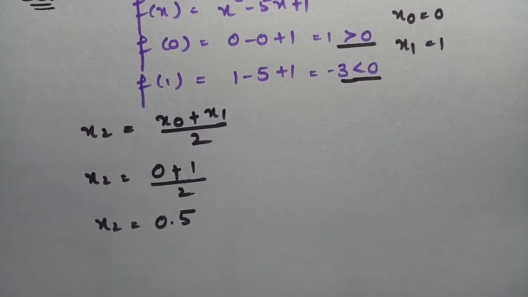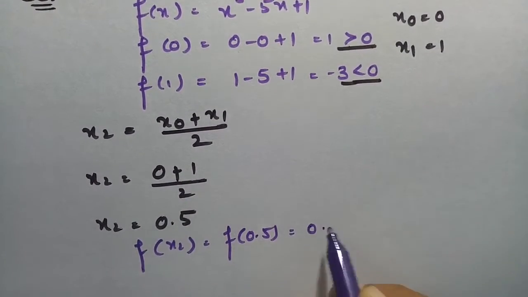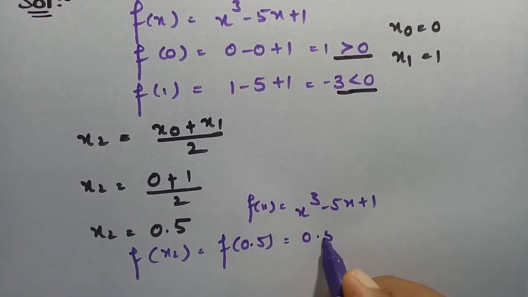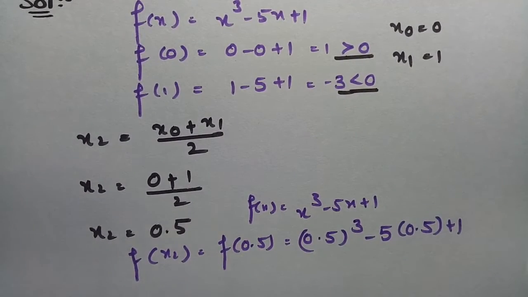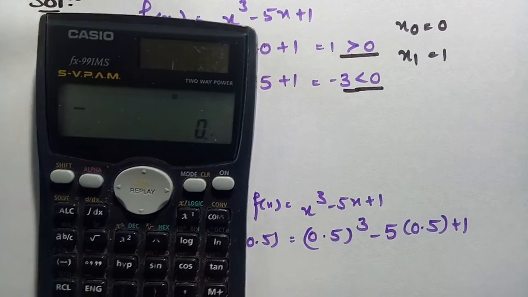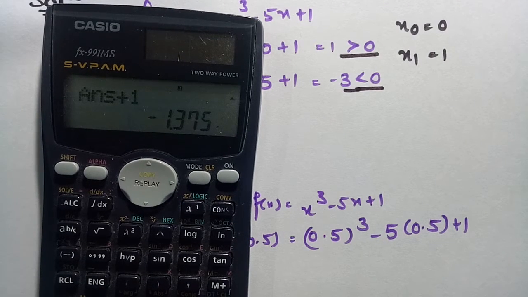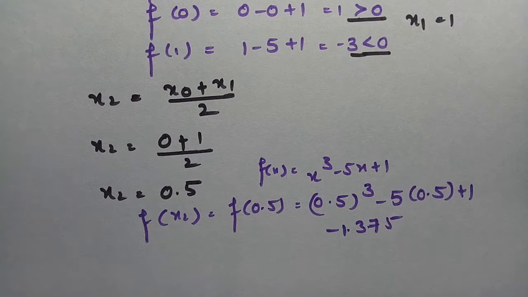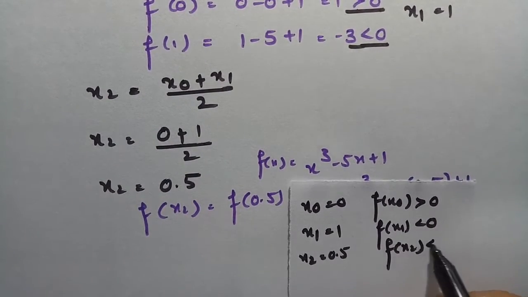And again, we have to calculate f(x2), which is equal to f(0.5). The equation is f(x) = x³-5x+1. In this place, if I keep 0.5, this will be 0.5 whole cube minus 5 into 0.5 plus 1. Now we have to use the calculator. So this will be 0.5^3 minus 5 into 0.5 plus 1. So I got this value as a negative value, that is minus 1.375. So our x2 value is 0.5 and f(x2) is a negative value.